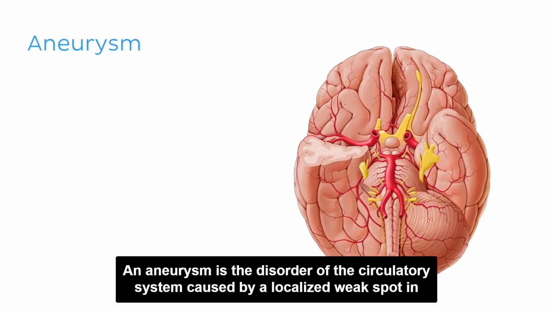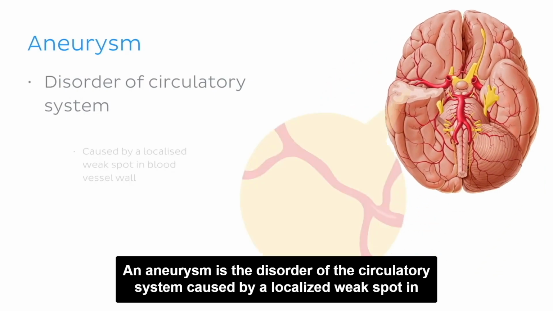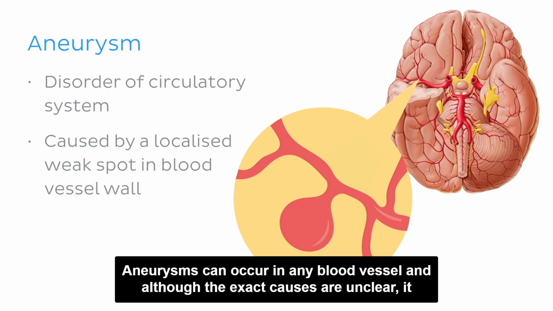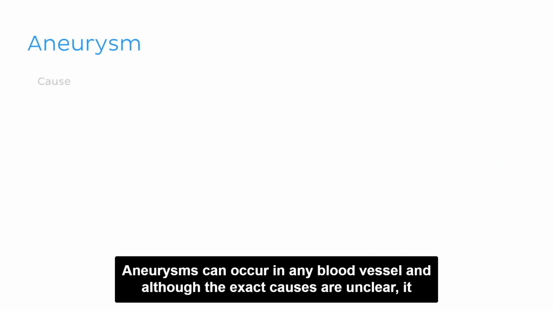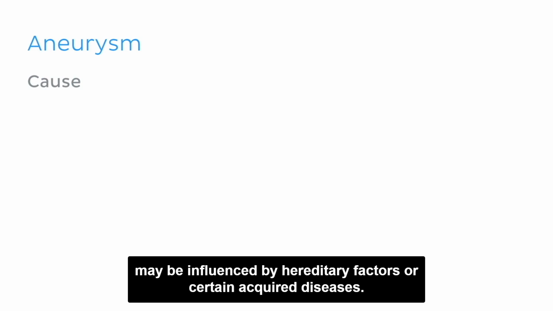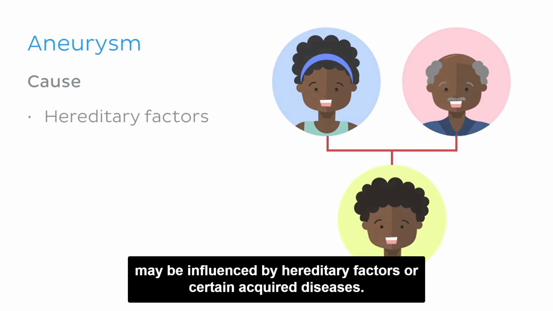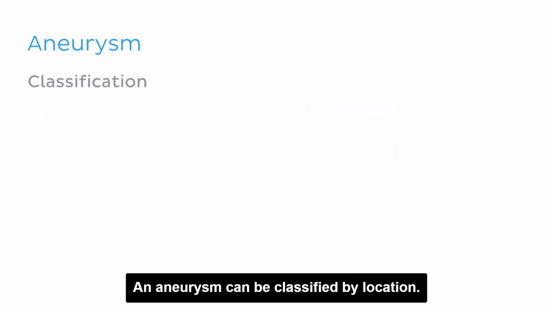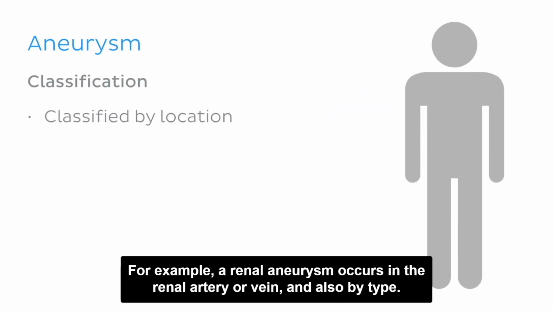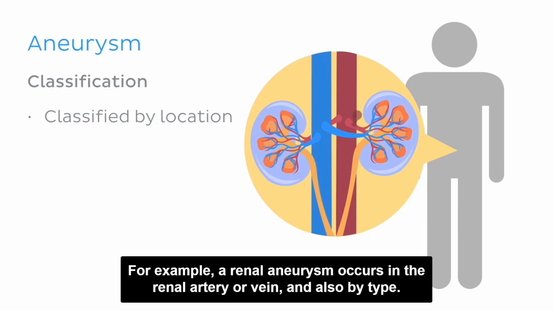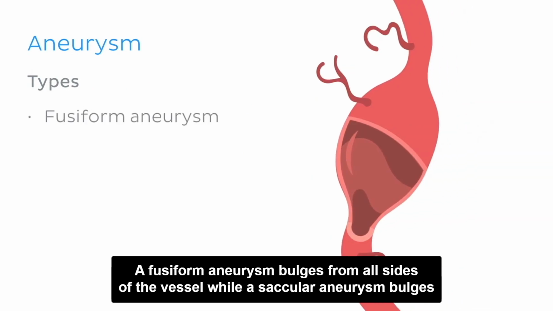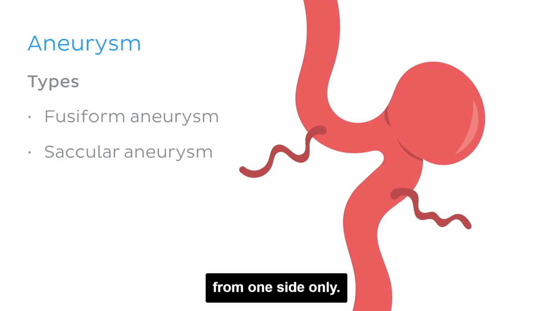An aneurysm is a disorder of the circulatory system caused by a localized weak spot in the blood vessel wall. Aneurysms can occur in any blood vessel, and although the exact causes are unclear, it may be influenced by hereditary factors or certain acquired diseases. An aneurysm can be classified by location. For example, a renal aneurysm occurs in the renal artery or vein, and also by type. A fusiform aneurysm bulges from all sides of the vessel, while a saccular aneurysm bulges from one side only.